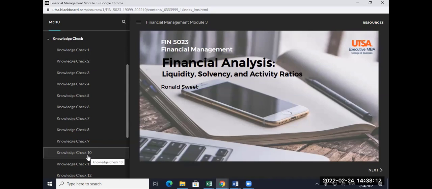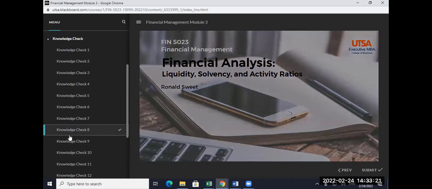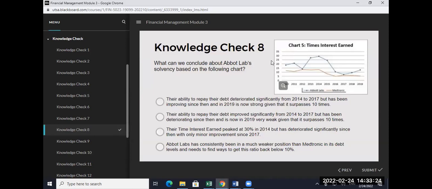This is good practice for your paper and for the exam. Even though the exam won't be multiple choice, it still shows if you're catching on. All right, let's start with this question. Abbott Labs times interest earned. They're the blue.